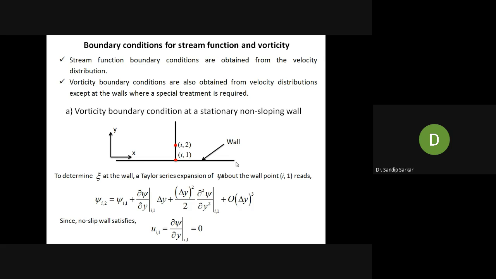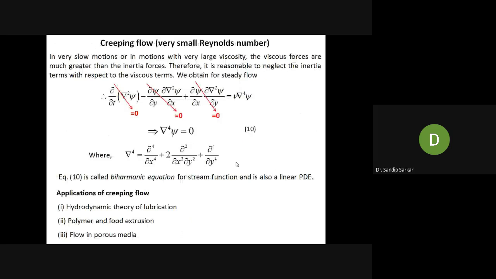Now, for the stream function, you already have the boundary condition because in any domain, velocity will be specified. So for a particular inlet velocity, you want to solve the problem. If the velocity is specified, from the velocity specification value, you can obtain the stream function value and you can solve it. But what about the vorticity boundary condition? Understood?